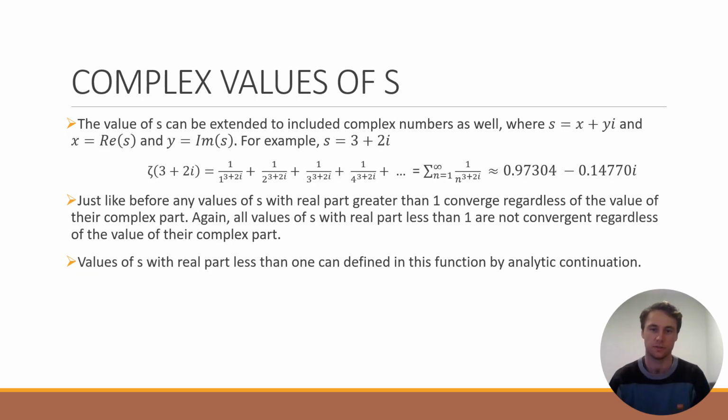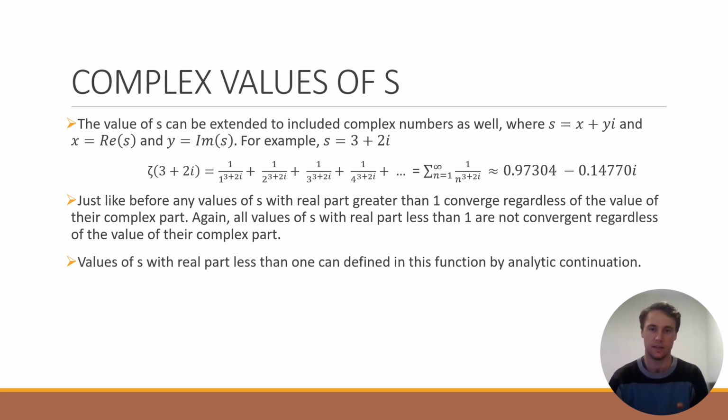So the zeta function can be extended to have s as any complex number now, with a real and imaginary part, where s is equal to x plus yi, and x is of course the real part of s and y is the imaginary part of s. And when we extend the zeta function to have values of s with complex numbers, it maintains the properties which we saw before. So now for any value of s with a real part greater than 1, that'll still converge nicely to some value, which will now be a complex number.